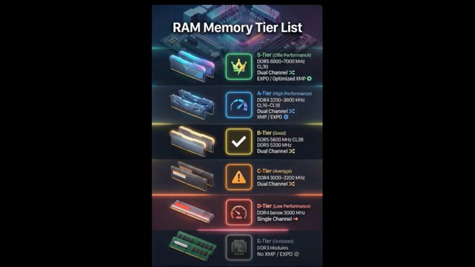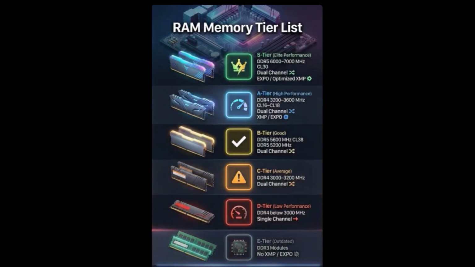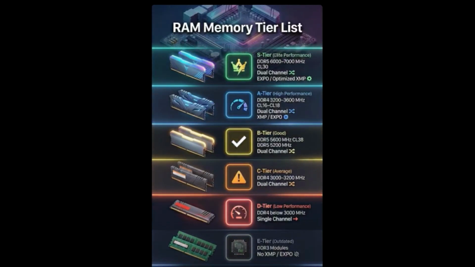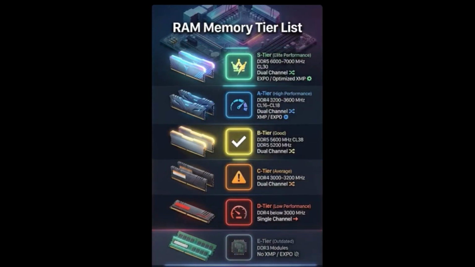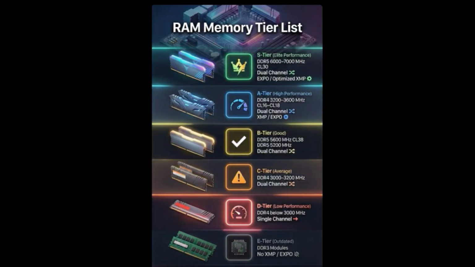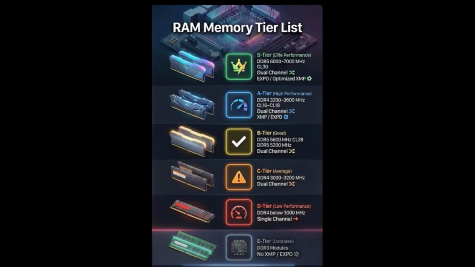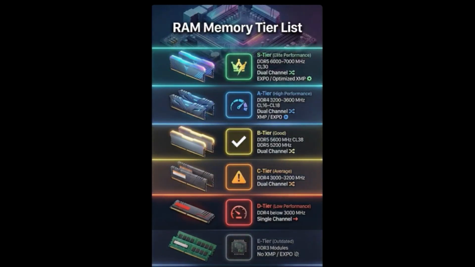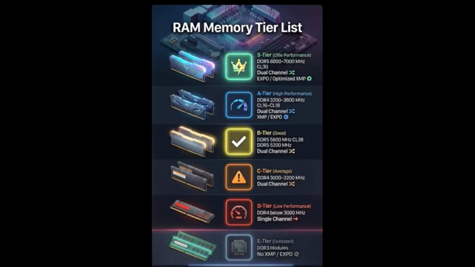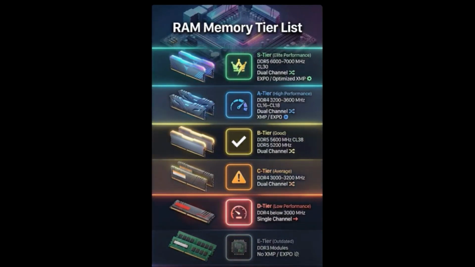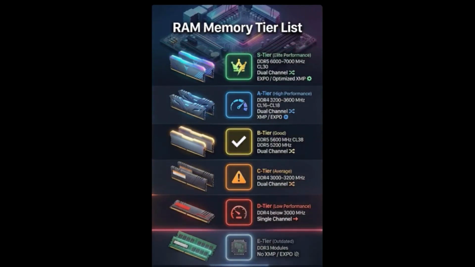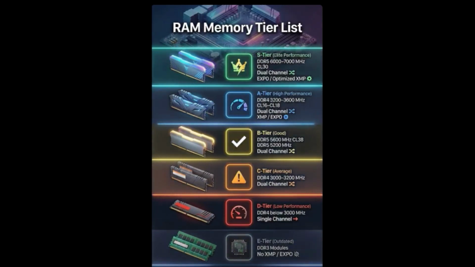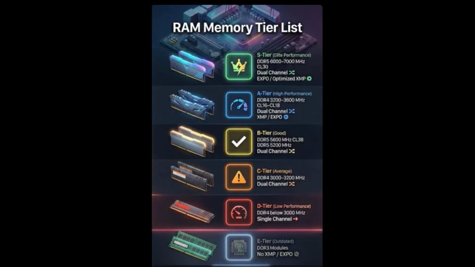The RAM memory tier list. The S tier means the top series RAM, high performance DDR5 6000 to 7000 megahertz CL30 dual channel, with EXPO optimized XMP settings. The A tier means high performance DDR4 3200 megahertz to 3600 megahertz CL16 to CL18 dual channel, with XMP and EXPO.